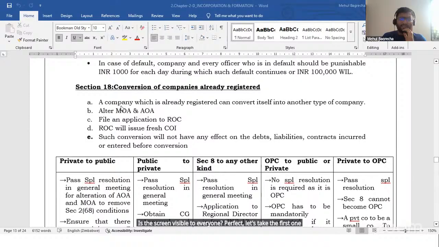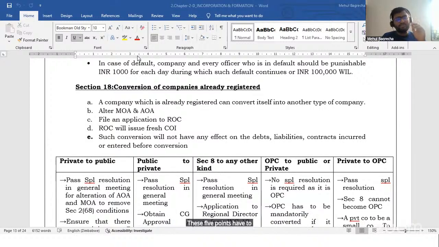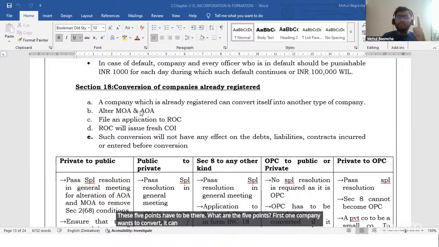All right. See, whenever there is a conversion, 5 things will happen. A company which is already registered can convert itself into another company. But what all should I do? General answers, which should be there in all your answers. If somebody asks a question, these 5 points have to be there. What are the 5 points? First one, company, if it wants to convert, it can do so. MOA and AOA will change. You have to inform your daddy. Your daddy is going to issue a new certificate of incorporation.